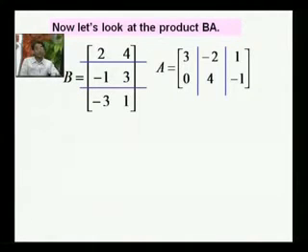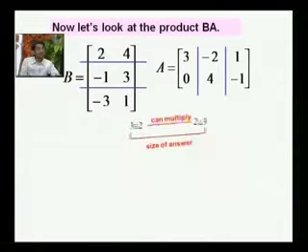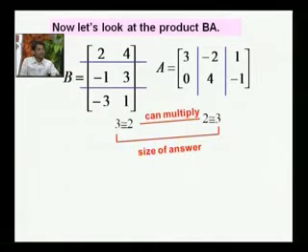So we multiply the matrix B with A in the same way, because there are 2 columns in matrix B and there are 2 rows in matrix A, so we can multiply B with A. I have shown that 2 is equal to 2, so we can multiply. And the size of the answer, I have mentioned here, is 3 cross 3.